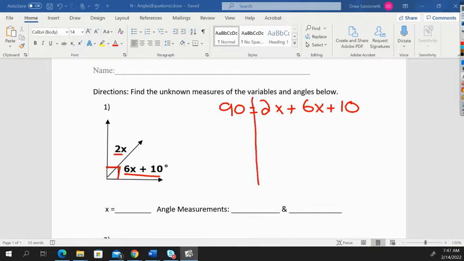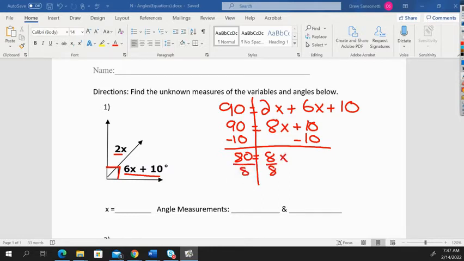To solve the bottom problem, 2x plus 6x is 8x. I'll bring down everything else. And now it's just a two-step equation using SAD-MED. I'll subtract 10 from each side, giving me 80 equals 8x. Final step is to divide by 8. And we just figured out that our answer, x, is going to be equal to 10.